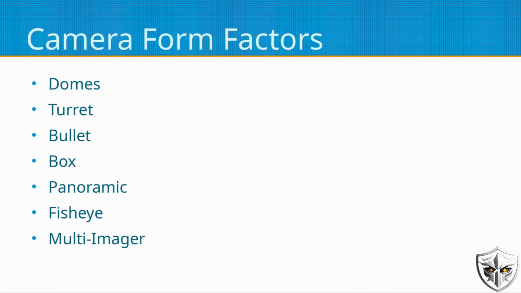Cameras come in a lot of different form factors. You've got domes, turrets, bullets, box cameras, panoramics, fisheyes, multi-imagers. Then there's more beyond this, of course, right? But these are the common ones that you'll see in a commercial environment.